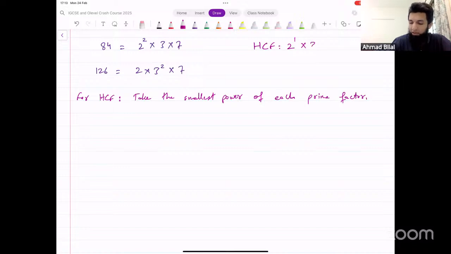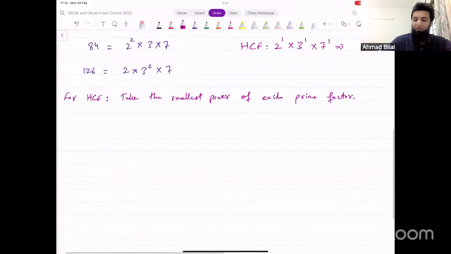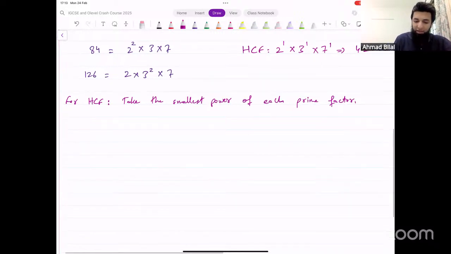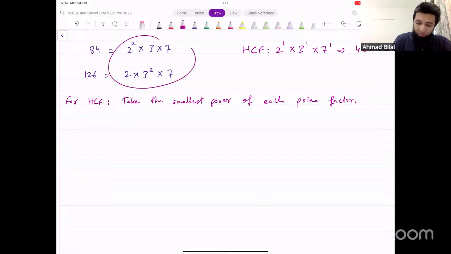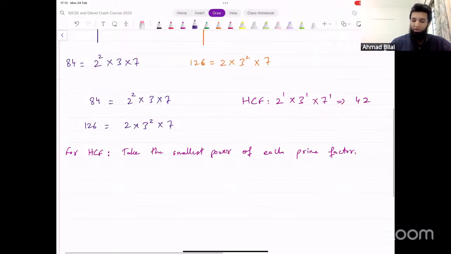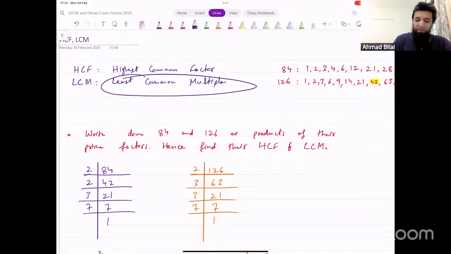So you take 3 power 1 and then 7. What's the smaller power for 7? Both of them have 7 power 1. So the smaller is also 7 power 1. You take 7 power 1, and that is going to give you the HCF. That's 2 times 3 times 7. That's 42. That's the highest common factor of these two numbers. Once you have those prime factorizations, you can just take the lowest powers from these prime factorizations. Okay. Now, what is LCM? Least common multiple.